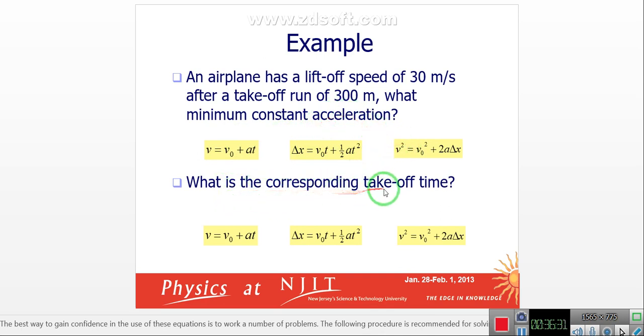What is the corresponding takeoff time? It means you need to find the time. In the first two equations, time is present, so you are not going to use those for finding a. You can use the third equation because there is no need of time. You have vf, vi and x, so you can easily find a. Once you find a, you can use the first or second equation for finding the time.